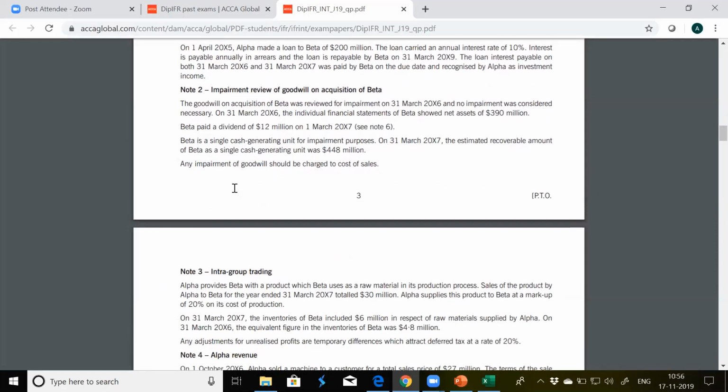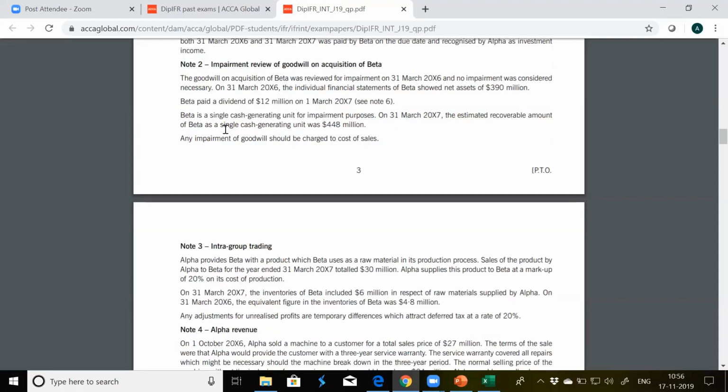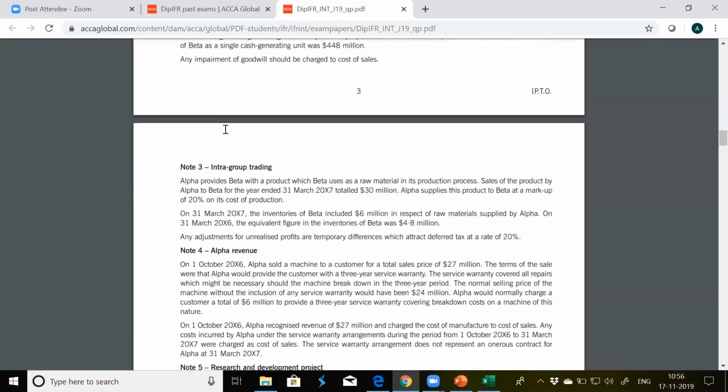Then there is impairment. We'll do this impairment review. We'll come to this note when we have actually calculated goodwill. This will make more sense to us. Intra-group trading: when we are adding up the revenues, we need to adjust intra-group trading on revenue as well as cost of sales, and either increase the cost of sales or decrease it from gross profit. We'll come to this point.